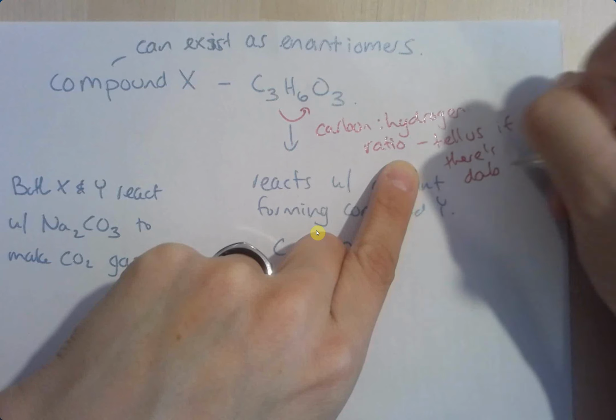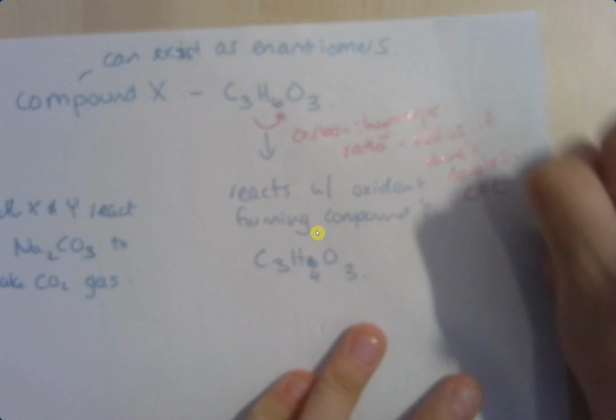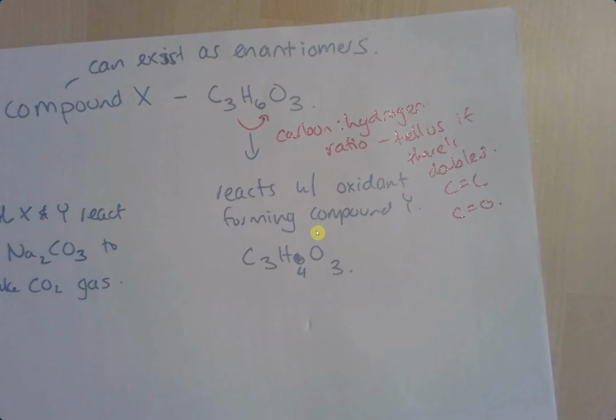Now, with those double bonds, it could be C double bond C. It could also be C double bond O. So do keep that in mind. It's not going to give you an ability to differentiate which one you have. It just gives you a hint that there's some sort of double bond there.